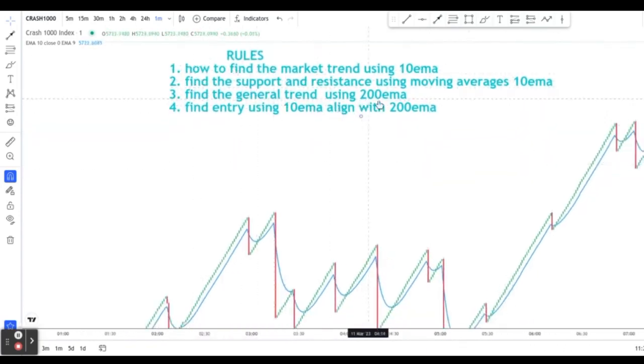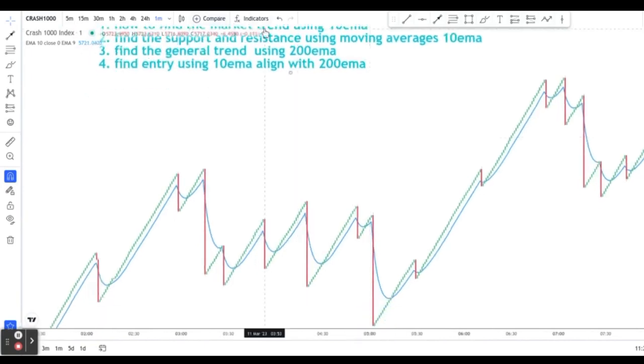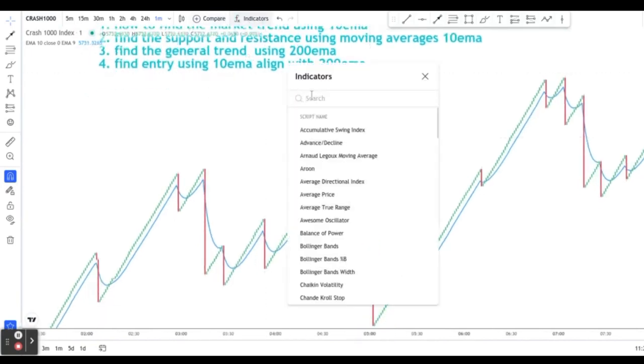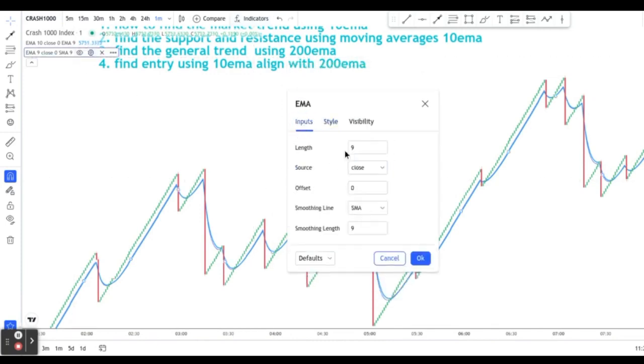Now find the general trend using 200 EMA. So we are going to add another moving average to our chart now. Go back to the indicator, search for moving average exponential again. If you are using MetaTrader 5, go back to where you add the first one. Then make sure the period is 200. Put period 200, apply to close. Shift 0, method exponential.